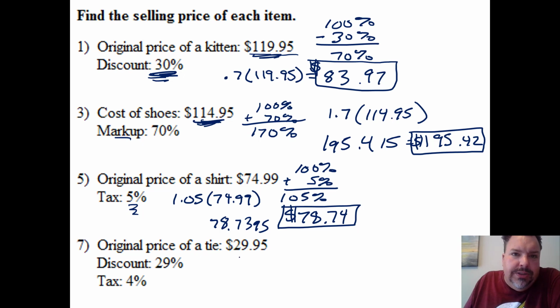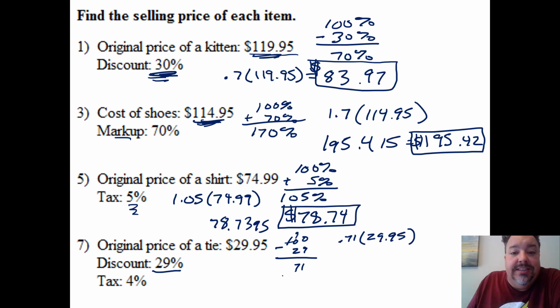So again, we're going to do this new way. We're going to take $29.95, and first off, we have a discount of 29%. So when we do a discount, remember we're going to subtract from 100 and figure out what percentage we're actually paying. So that comes out to 71%. So we're going to pay 71% of 29.95. But then we also have to tax it.